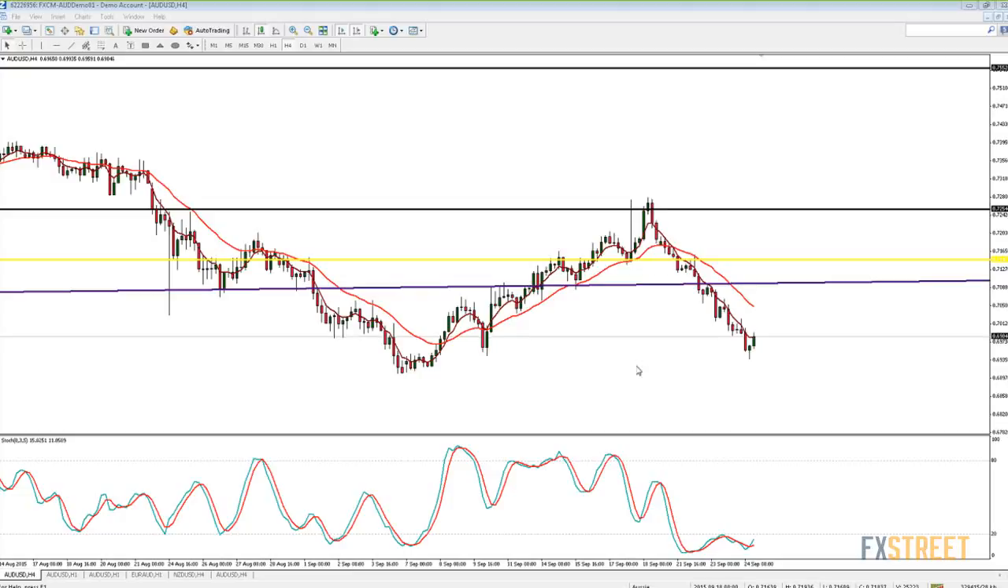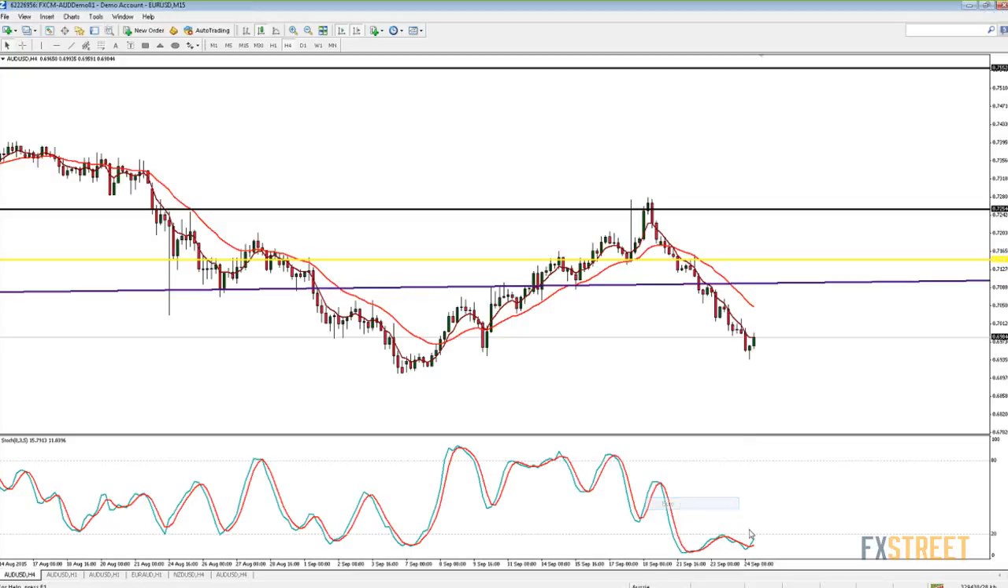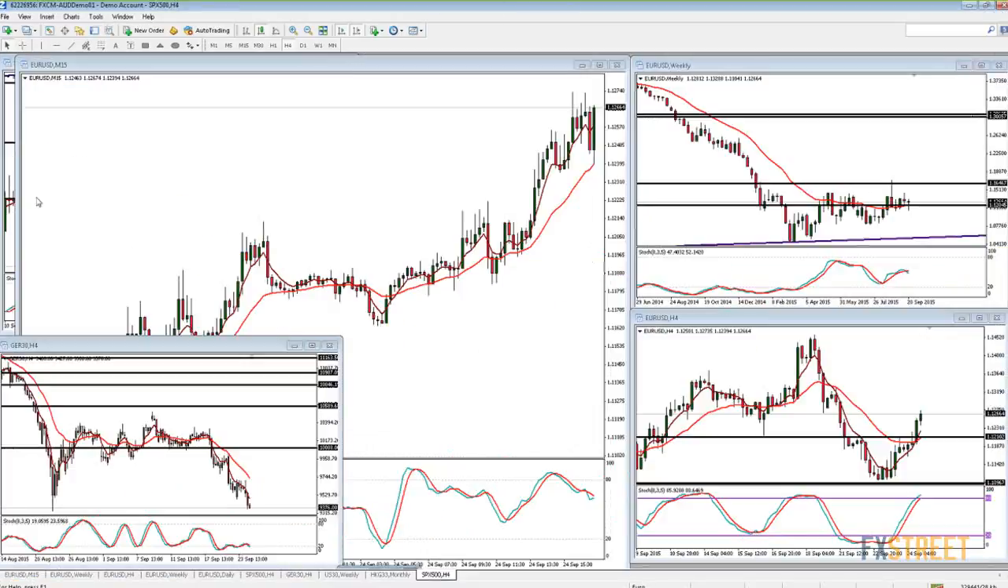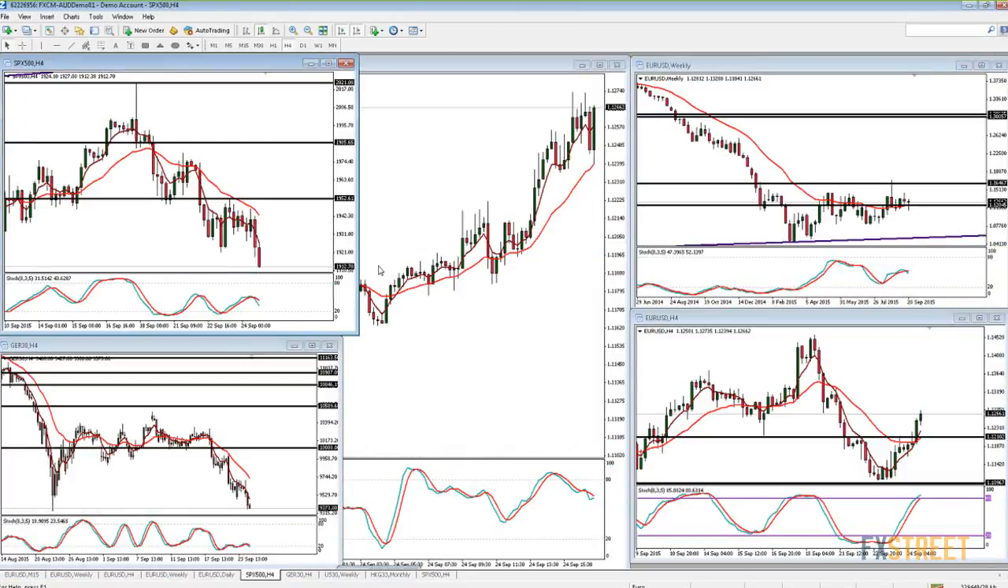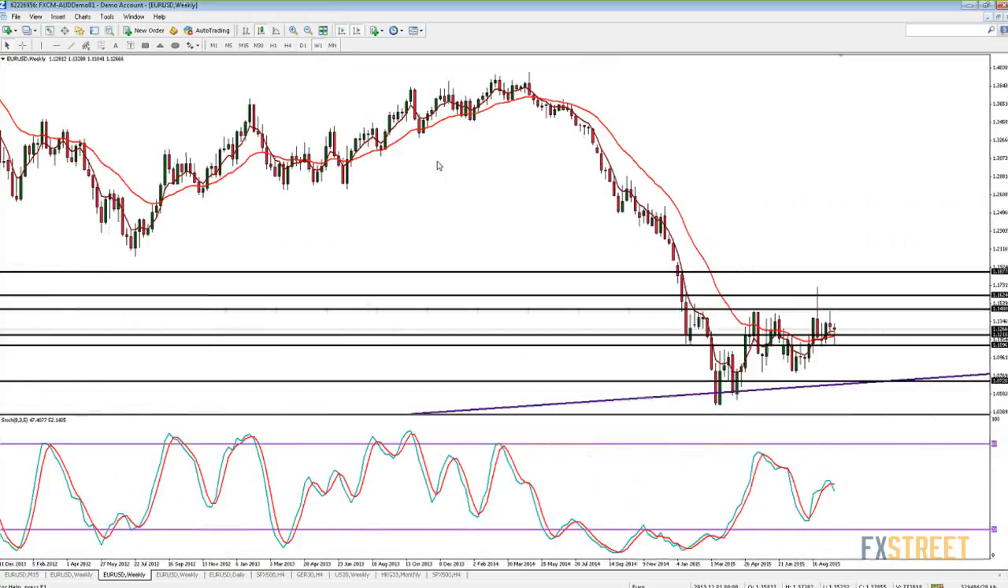All right, so let's look at a Euro Aussie scenario here. S&P's just getting its bell rung. Hello, my name is the S&P's. I'm getting my bell rung. You know what Mike Tyson used to say? Everybody has a plan until you get hit in the face.